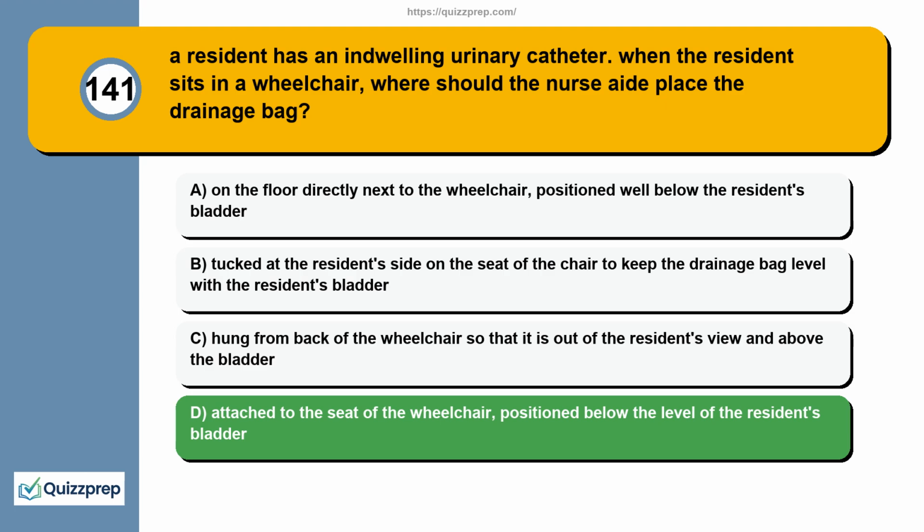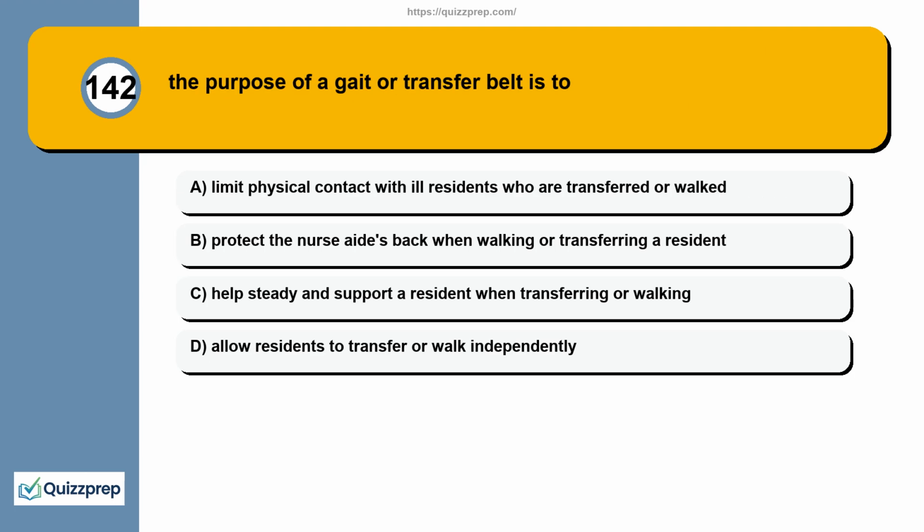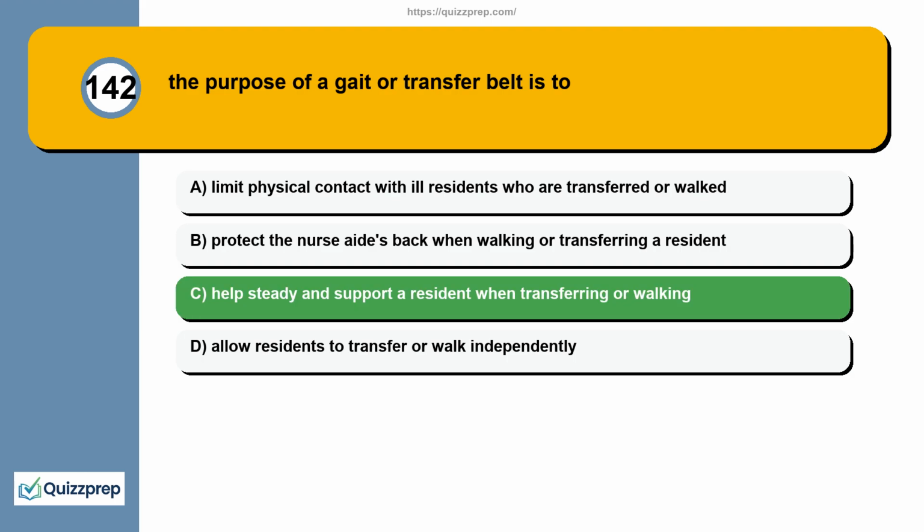bladder. Question 142. The purpose of a gait or transfer belt is to: Option A, limit physical contact with ill residents who are transferred or walked. Option B, protect the nurse aide's back when walking or transferring a resident. Option C, help steady and support a resident when transferring or walking. Option D, allow residents to transfer or walk independently. The correct answer is option C, help steady and support a resident when transferring or walking.